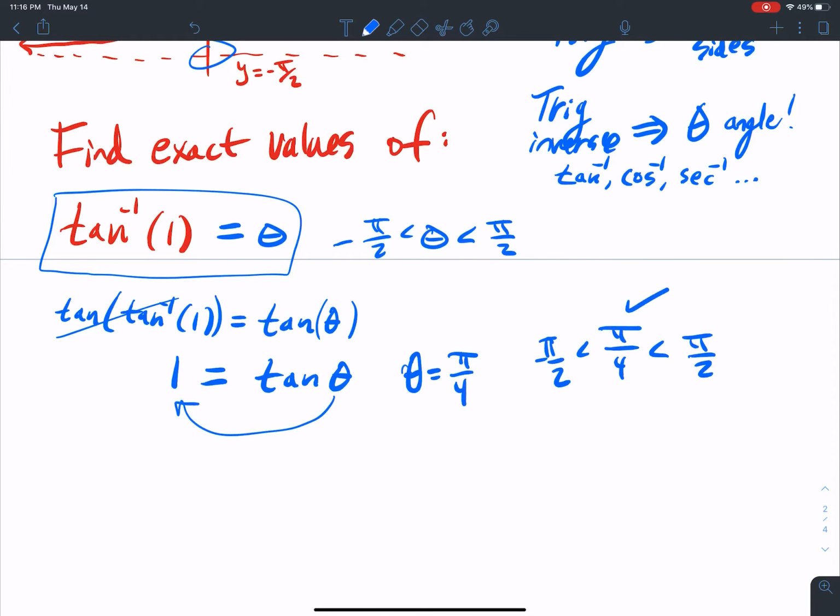Sure is. So I think we're okay here. All right, so theta equals pi over 2. So the tangent inverse of 1 is equal to pi over 4. Okay?